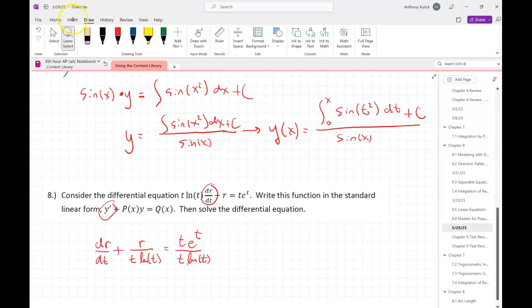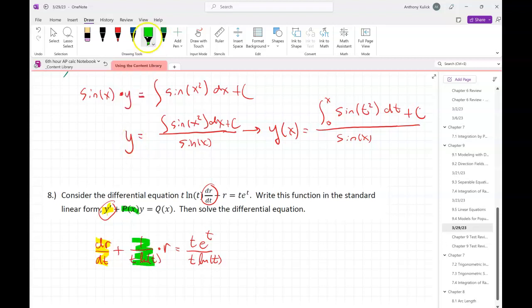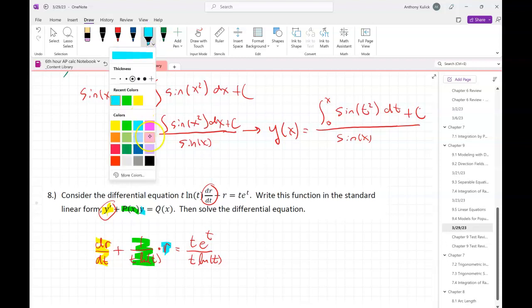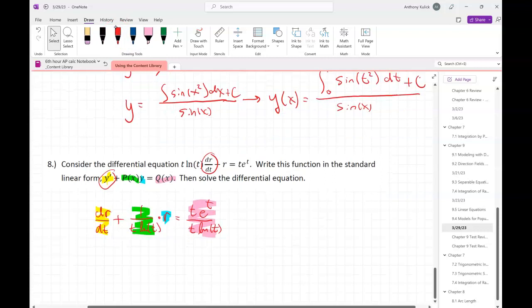And actually, let me do this. I'll write it that way, just so it's easy to see. Here's my y prime. Here's my p of x. Here's my y. And here is my q of x. Victoria, you happy? Yeah. Okay. I should also note that I can cancel those t's there on the q of x. Might as well do that.